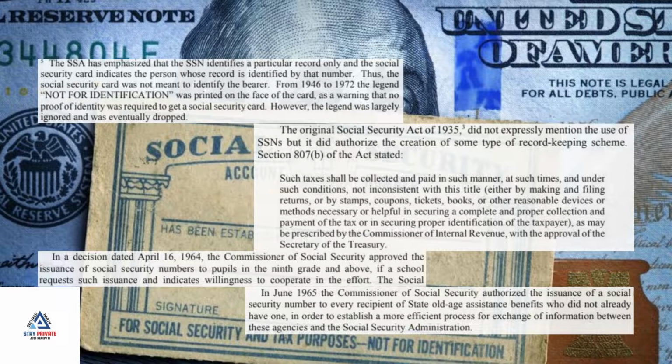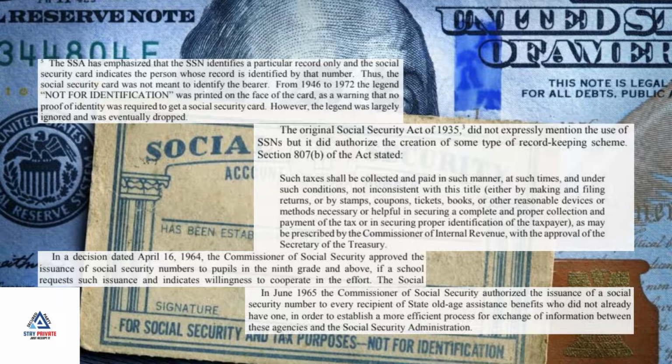of Social Security approved the issuance of Social Security numbers to pupils in the 9th grade and above. If a school requests such issuance, it indicates willingness to cooperate in the effort.